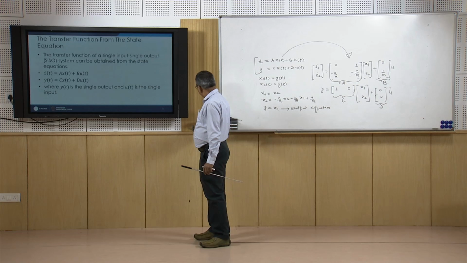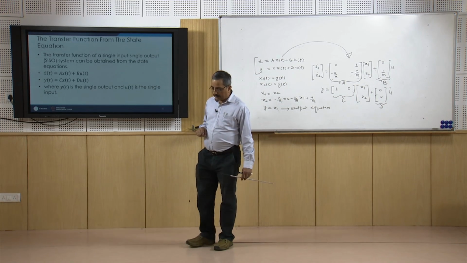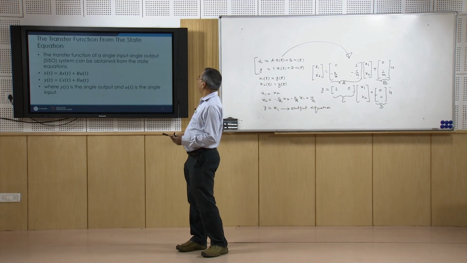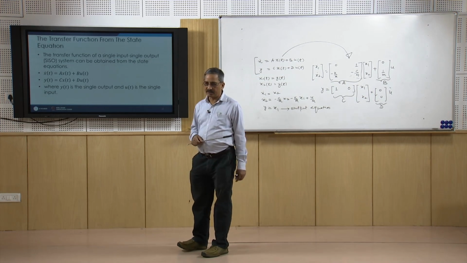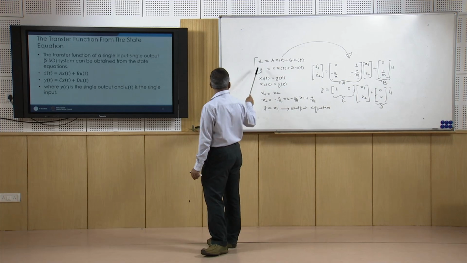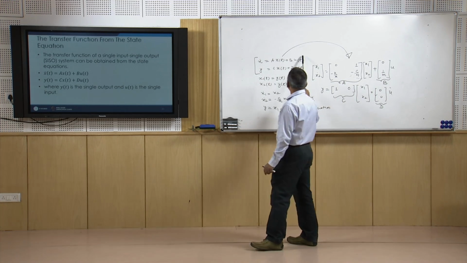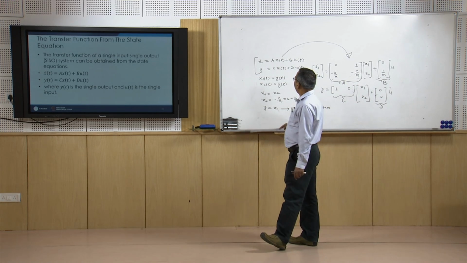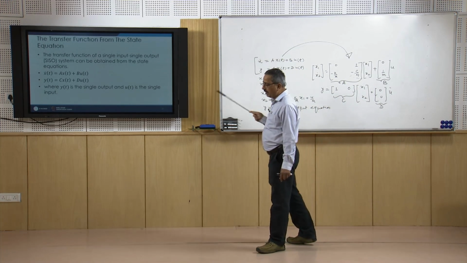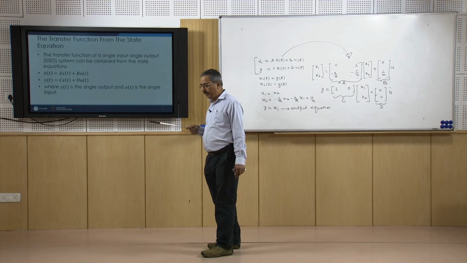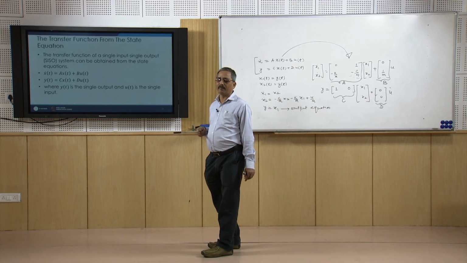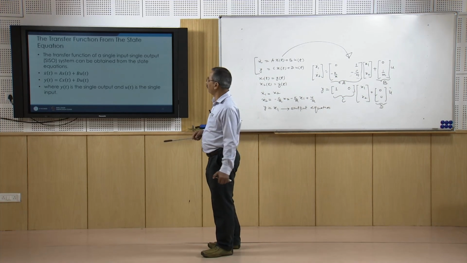Now, another very important concept is how we can derive the transfer function from the state equation. From the state equation which we have seen here, we can derive the transfer function. And as you know, once you have the transfer function, or when you have moved into the complex domain, there are many control tools available to analyze and see the behavior of your system.